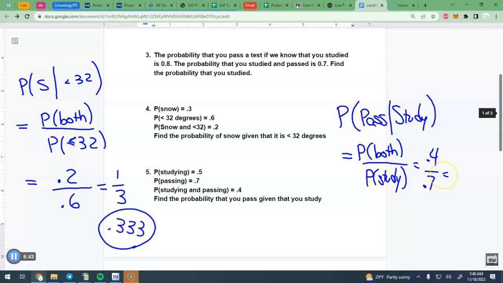Aaron? Oh, my bad. I was so excited to find out what the decimal was. Probability of both. Wait. It's 4/5. Oh, studying is 0.5. Yeah, yeah. Well, then I don't need it anymore. So it's 0.8.